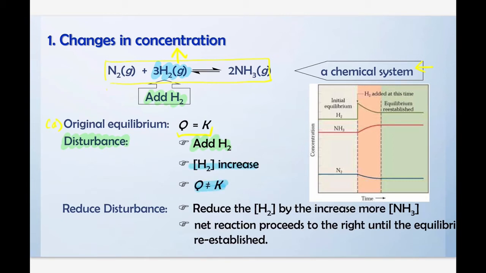So how can we reduce the disturbance? So we need to reduce the concentration of hydrogen by increase more production of ammonia. Therefore, the net reaction will shift to the right ataupun will proceed to the right until the equilibrium is re-established.